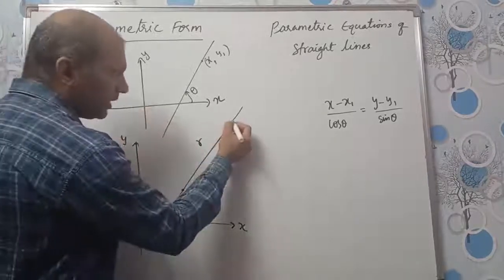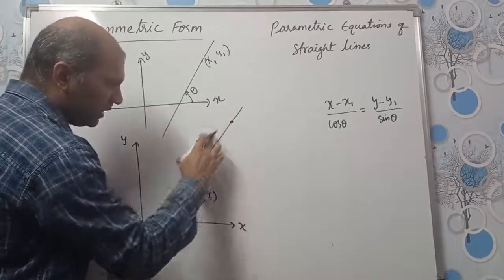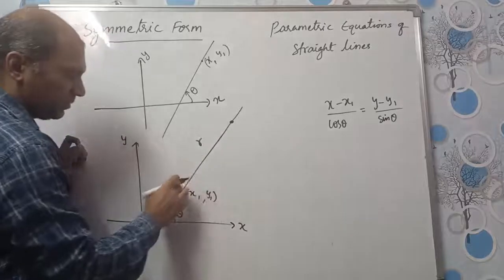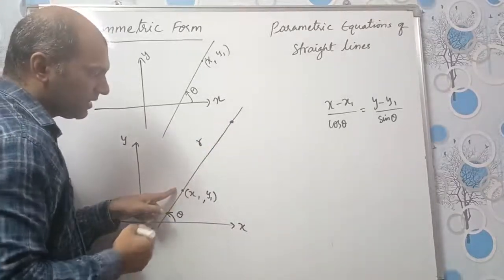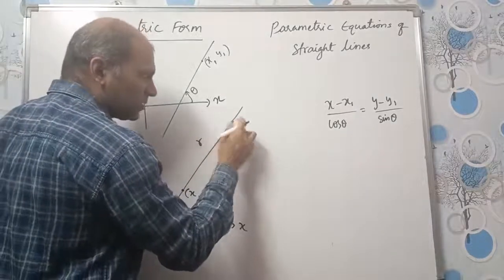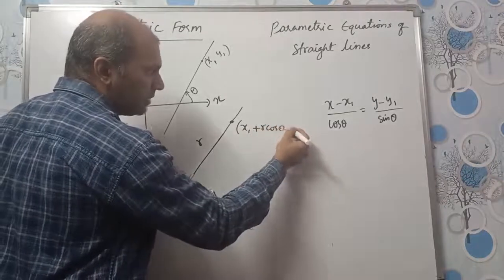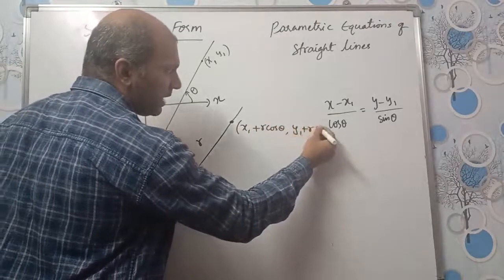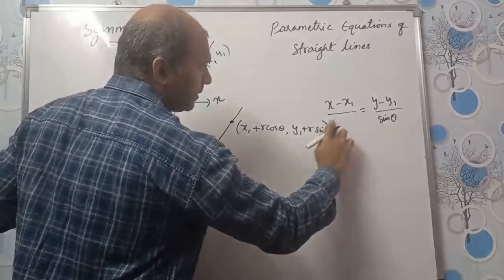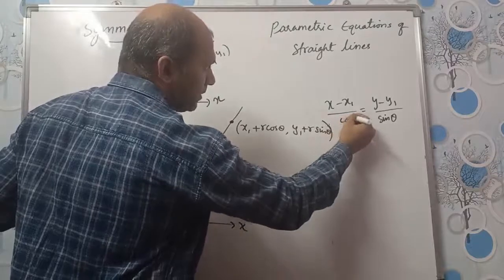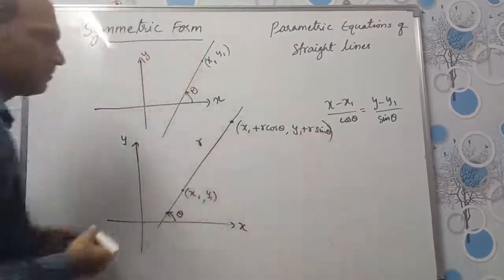There will be one more point on this straight line. Let us say this point is r units away from this point. From here to here the distance is r units. Then the coordinates of this point are given by x1 plus r cos theta, comma y1 plus r sin theta. x1 plus r cos theta, y1 plus r sin theta.